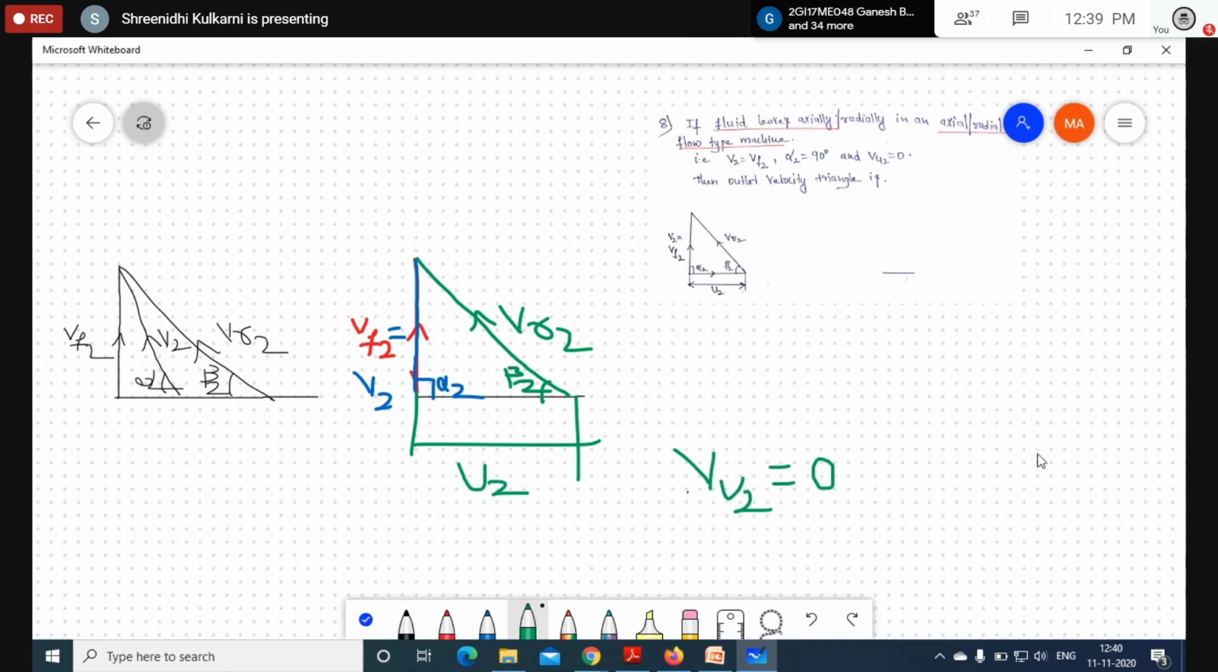The reason is there is no whirl because the absolute velocity itself is perpendicular. So there is no whirl velocity at outlet. That's why VU2 is equal to 0. I hope you understood even this condition also. If you understood inlet, the outlet is the same, but with respect to outlet velocity triangle, you have to draw. Clear?